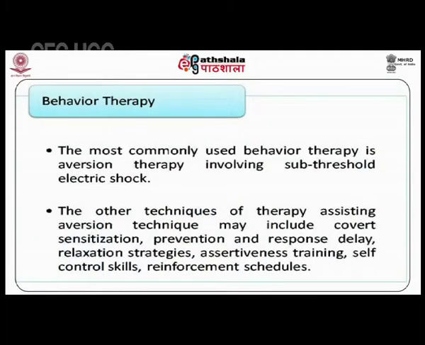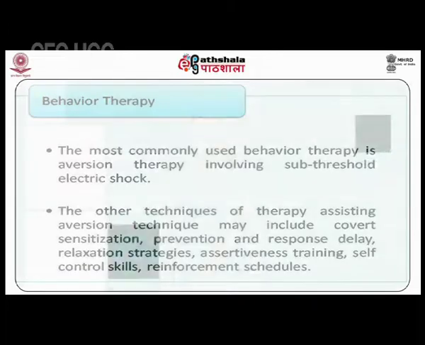After the step of detoxification is over, there are several methods to choose from for further management. These are behavior therapy. The most commonly used behavior therapy is aversion therapy involving subthreshold electric shock. The other technique of therapy includes covert sensitization, relaxation techniques, assertive training, self-control skills including positive reinforcement. These have been either used alone or in combination with aversion therapy.